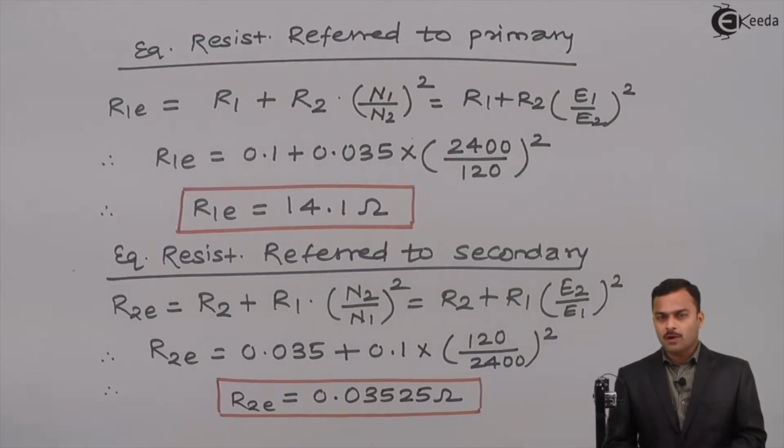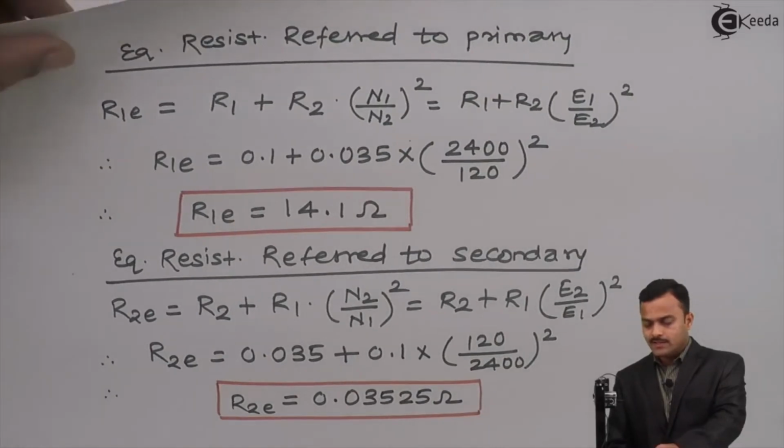So the first part of the problem is over. Similarly, you can calculate the equivalent leakage reactance referred to primary and secondary.